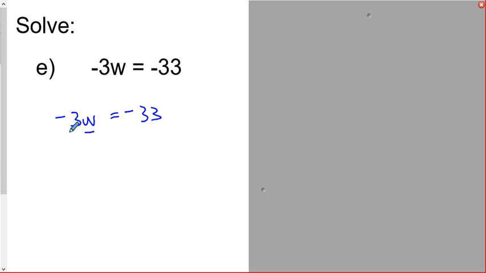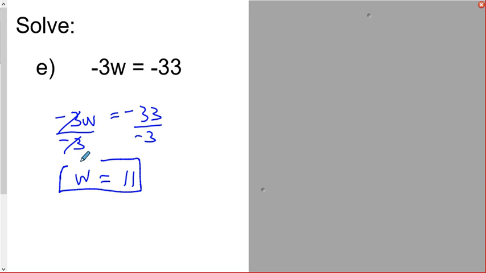I'm going to have to divide both sides by negative 3. That's how I'm going to undo that multiplication by -3. I'll divide by -3, so those -3's are going to cancel out. -3 divided by -3 is just 1. That leaves us with W by itself on that side. And negative divided by a negative is going to be positive. 33 divided by 3 is 11. So W is going to be 11.